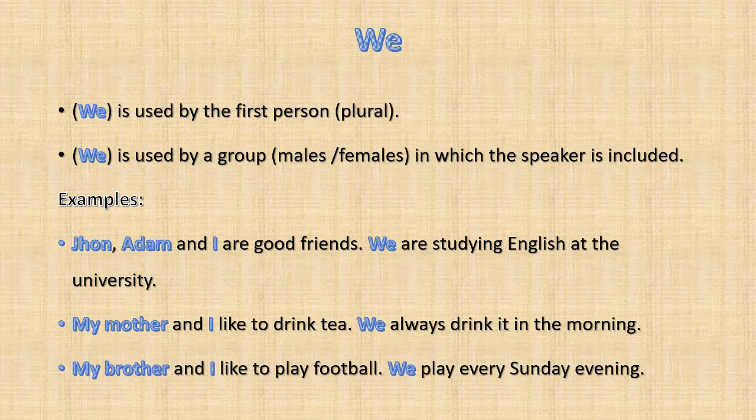As you can see, we use we for a group of 2 people or more. Like here, we have John, Adam, and I. A group of people in which the speaker is included. So I am with these 2 people, so we will say we. My mother and I. We are 2, so we are a group, so we will say we. And here my brother and I. We are 2 people, we are a group, so we'll say we play.